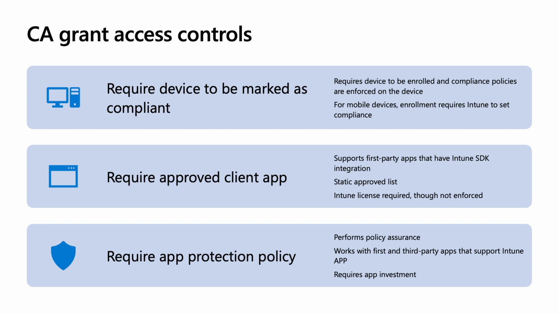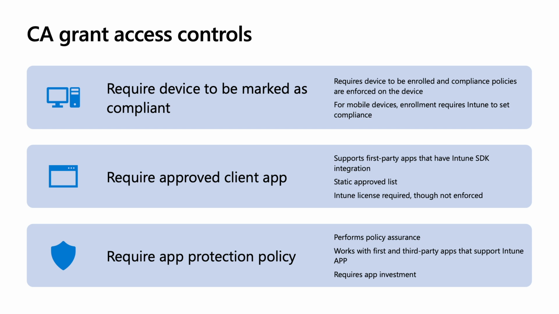And then we have our other 2 controls, require approved client app and require app protection policies. And as their name implies, these have to do with app protection policies. The first, require approved client app, is a grant access control that has existed for a number of years within Azure Active Directory and is made up of a statically defined list within Azure Active Directory of apps, mainly Microsoft apps, that have integrated the Intune SDK. This grant access control does not do any evaluation of whether the Intune SDK is enforced or if the user is even licensed for Intune.